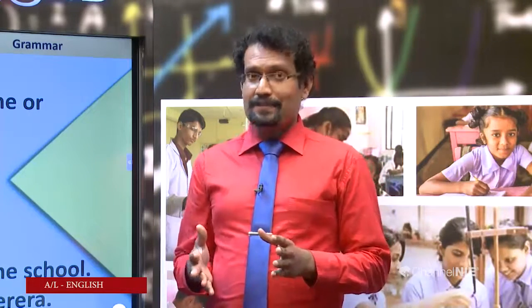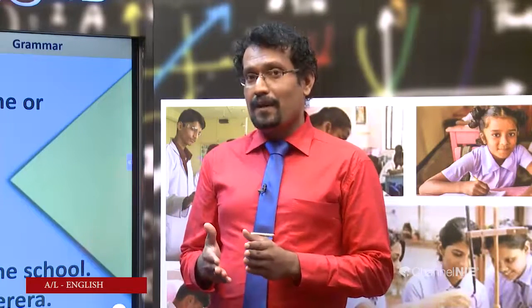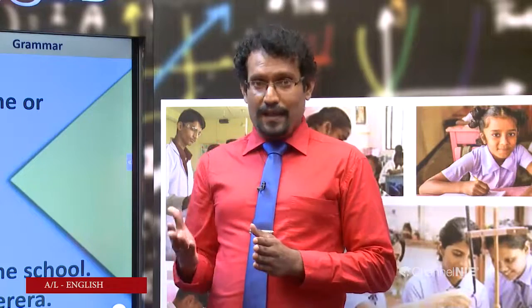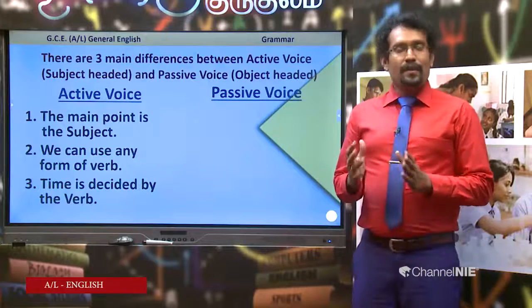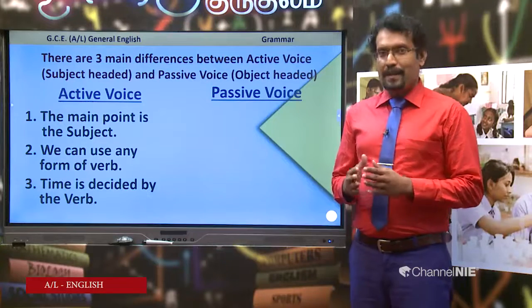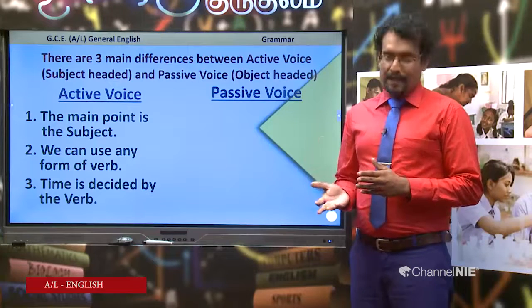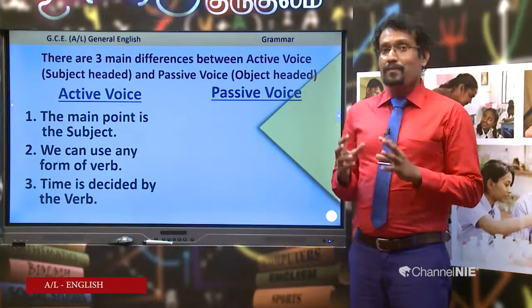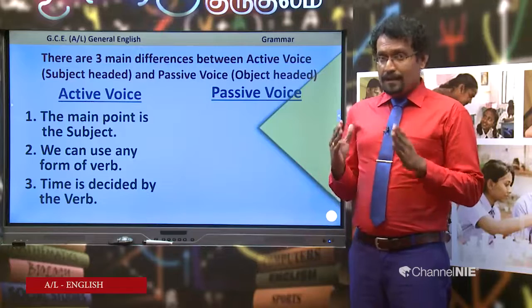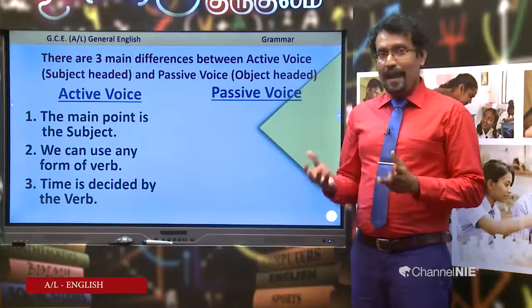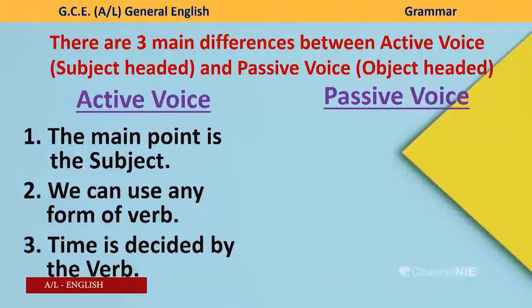Now, I think you have got a clear idea about what is active voice and what is passive voice. So, when it comes to active voice and passive voice, there are three main differences that you have to be familiar with. There are three main differences between active voice, or we call it subject headed, and passive voice, object headed.